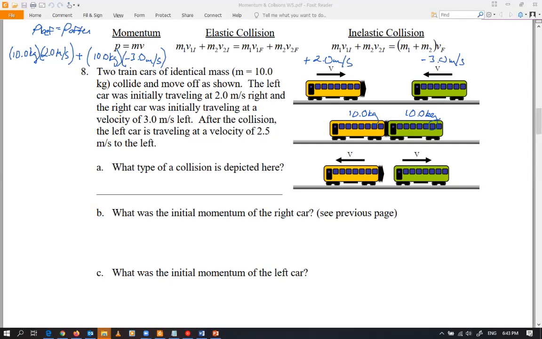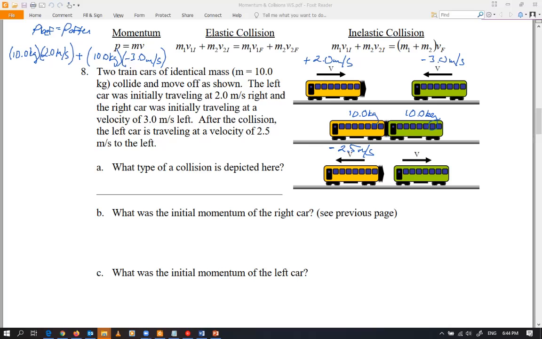Now, let's read the rest of the question. After the collision, the left car is traveling at a velocity of 2.5 meters per second to the left. But now you'll notice instead of going to the right, it's going to the left. So we have to keep it consistent in terms of our frame of reference. So now we have a negative velocity. And it wants to know the velocity of the right car. But we'll work to get there.